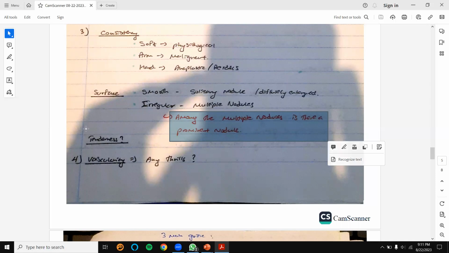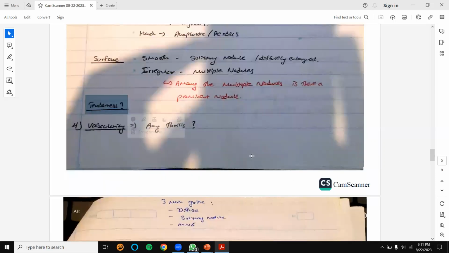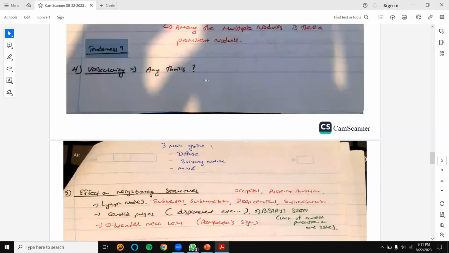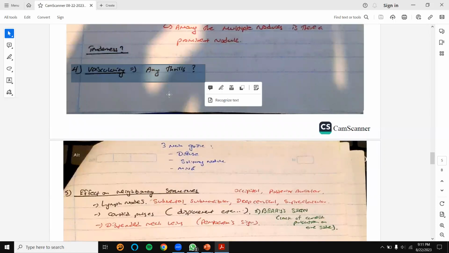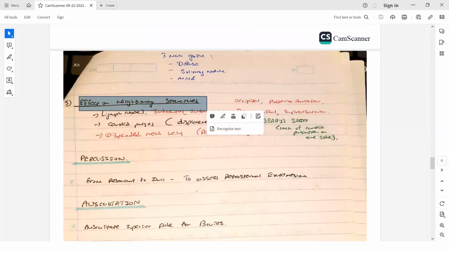And tenderness. You can't see the patient's facial expressions when you're palpating from behind, so just ask if it's hurting or not. Vascularity, it's okay if you skip this step, but if you feel any obvious thrills, you can tell. Then the effect on the neighboring structures, mainly the lymph nodes and the carotid pulses.